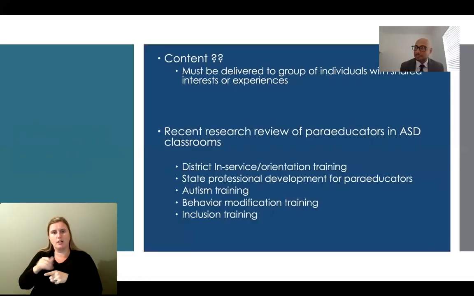of trainings that they receive, which has indicated this idea of didactic training being used when training peer educators. For instance, peer educators are receiving district in-service orientation trainings, which relates to policies perhaps, or brief introductions of the job to be performed, state professional development for peer educators, autism training or training related to specific characteristics of the diagnosis, some training regarding the application of behavioral principles, and inclusion training.